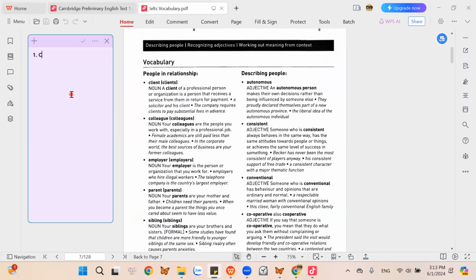Okay, so here the first word we have is the word client. Please remember client and customer are not the same. Customers are people coming to your place and buying your service or your products, but a client is a loyal customer. A loyal customer means that the customer will never leave you. The customer will use your service, your products for so long. So that is it.